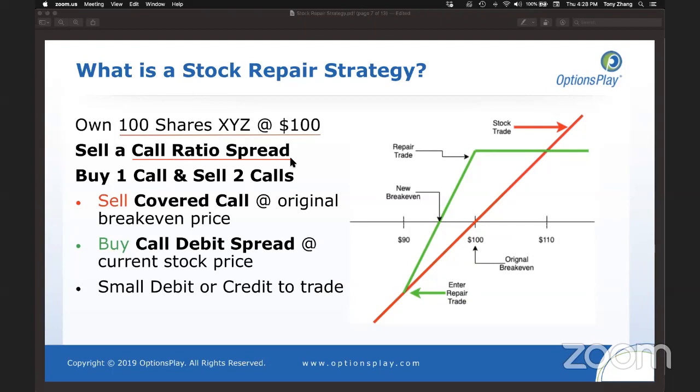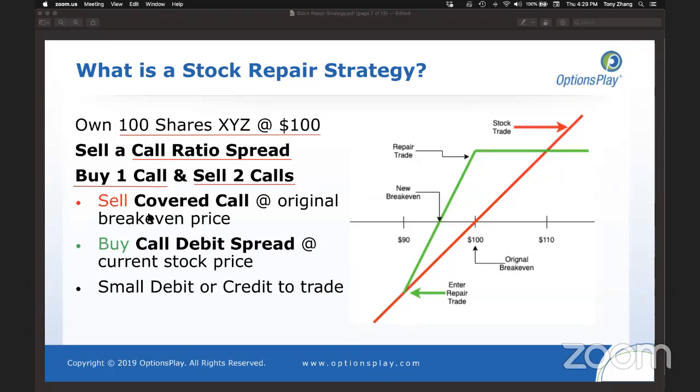Now, that sounds like a mouthful. It's a pretty complex trade. So let me try to break this down into its components. When we talk about selling a call ratio spread, we're buying one call, and at the same time, we're selling two calls against it. So think about a call vertical where you're buying a call, you're selling a higher call, and then you're selling another higher call. And that should trade at a relatively small debit or credit.